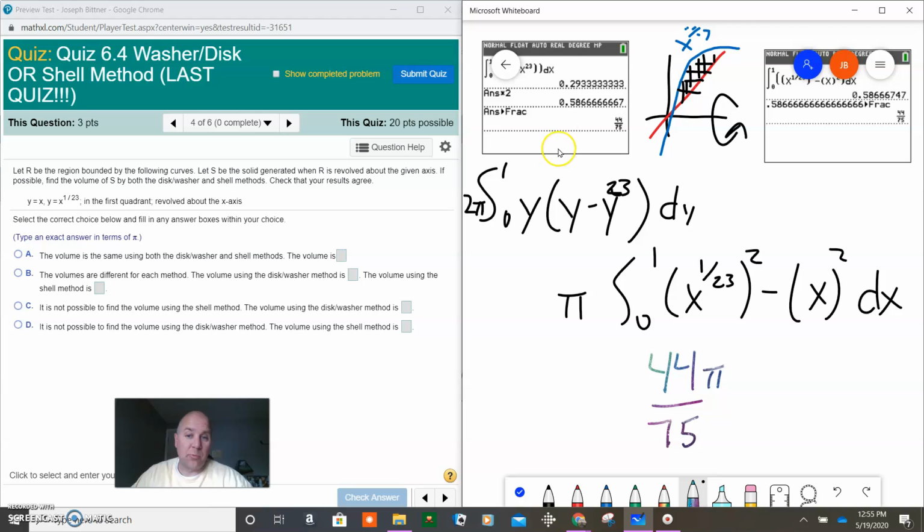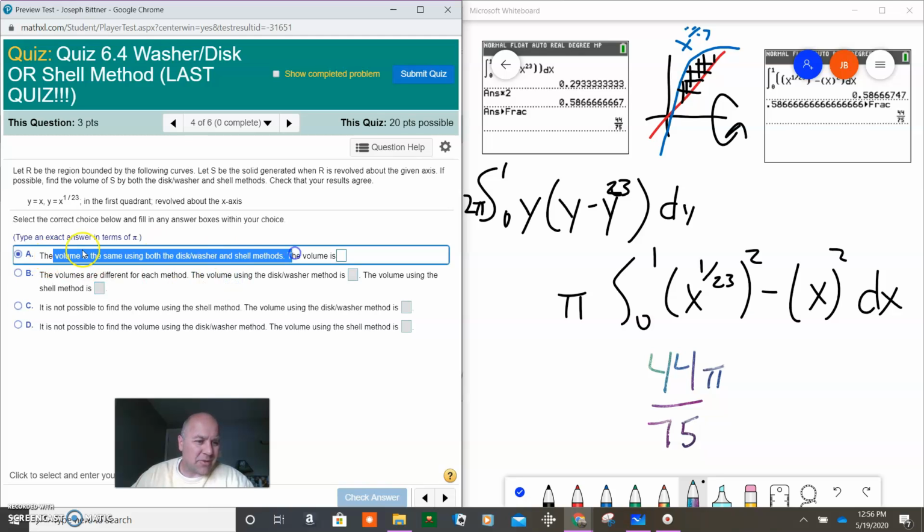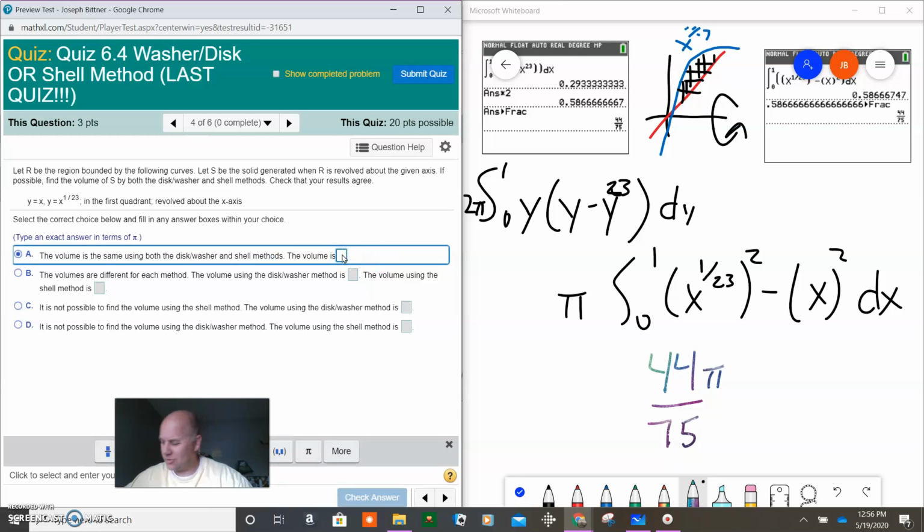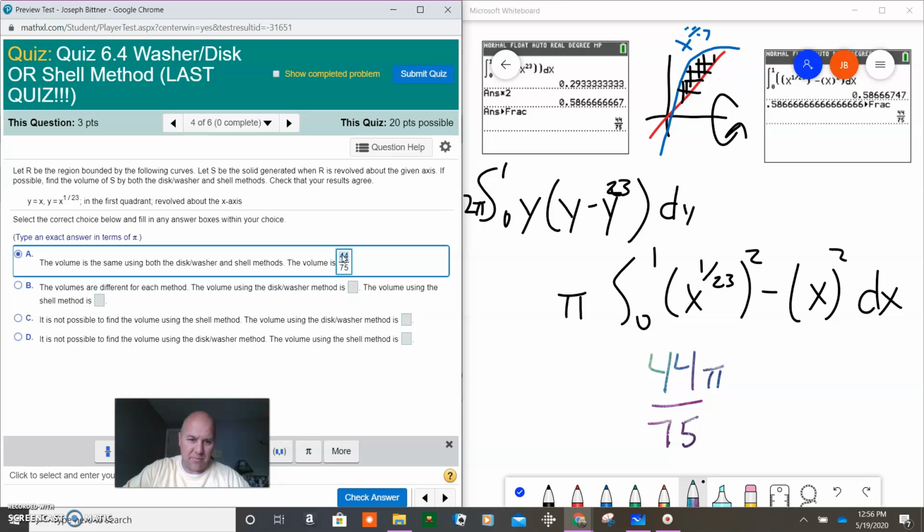I can actually do this with a shell method or a washer disk method. So not possible, not possible. The volumes are different? How can the volumes be different? That's ridiculous. The volumes are the same using both of them. That's going to be my solution there. So I'm going to write that as 44 over 75. Don't forget the pi. Put the pi on top.